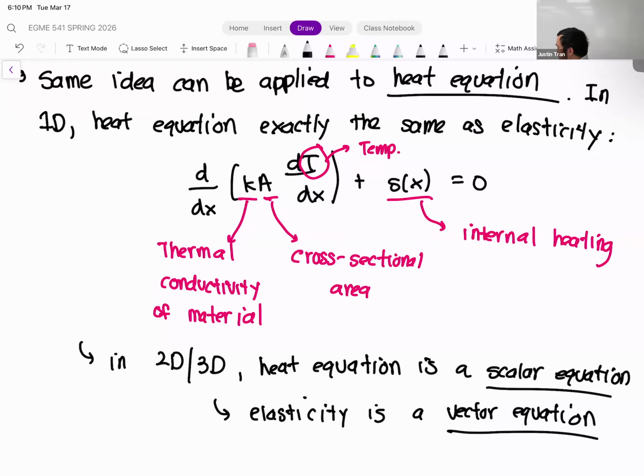Not that it's impossible, it's definitely possible to solve vector equations. That's obviously why ANSYS exists, but the math just becomes a little bit too cumbersome. It detracts away, I think, from the purpose of FEA. So once we get to 2D and 3D stuff, we're basically working exclusively with the heat equation. Your final project is going to be on the heat equation as well, and so I wanted to introduce it. But mathematically, it works exactly the same.